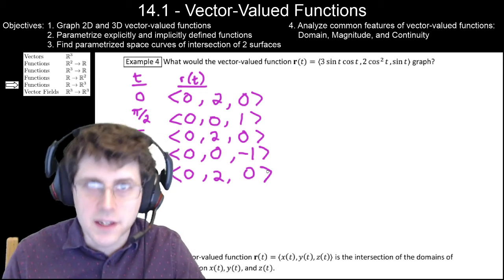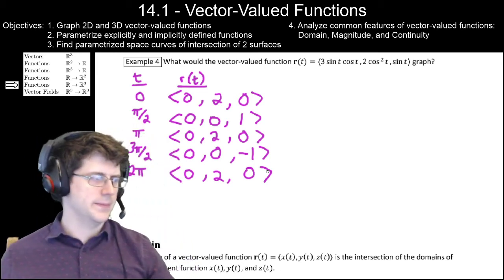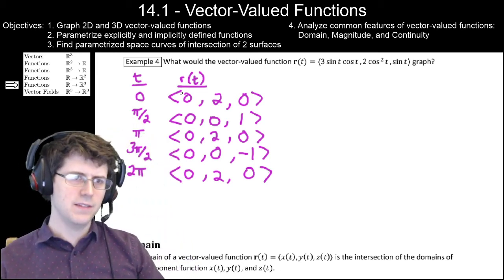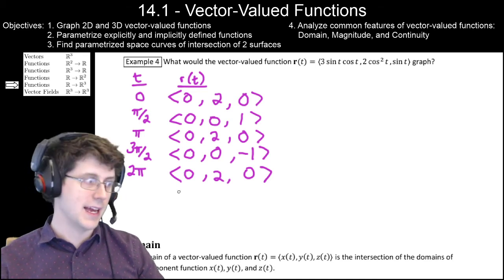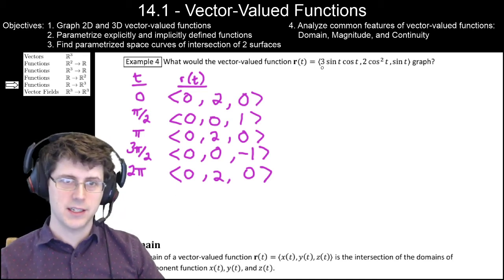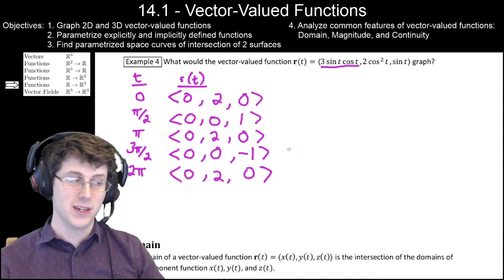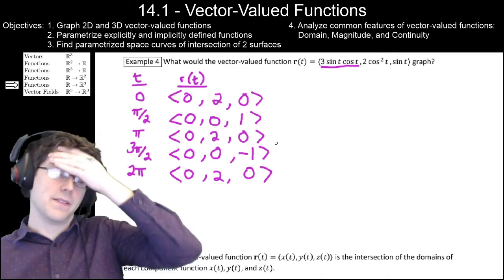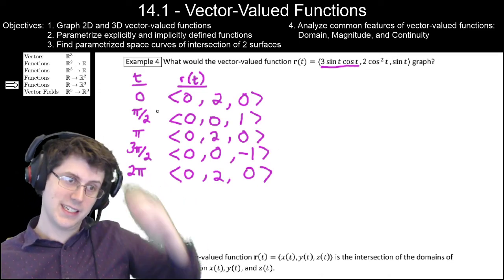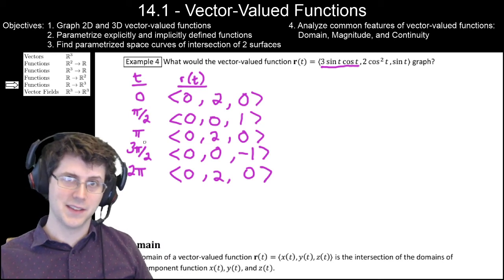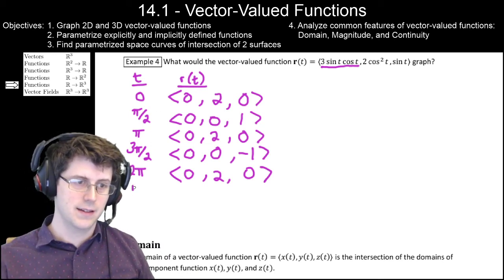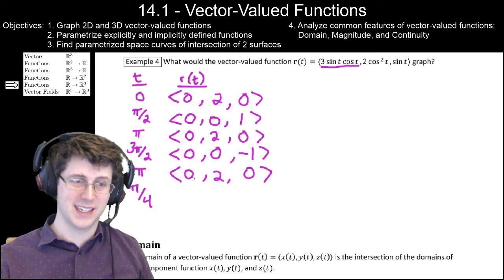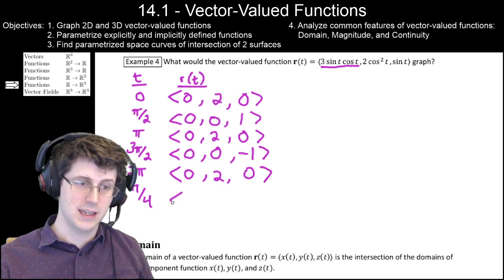Now, one thing I should notice here is, well, all of my x's came out to 0. And if that happens, I should check to make sure, is this actually always 0? And the answer is no, that's not always 0. So my values of t really aren't catching the whole story here. Let's try pi over 4 just to see what's going on, maybe.